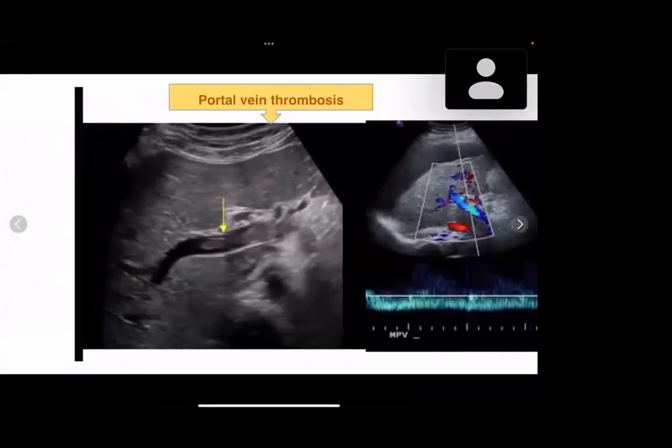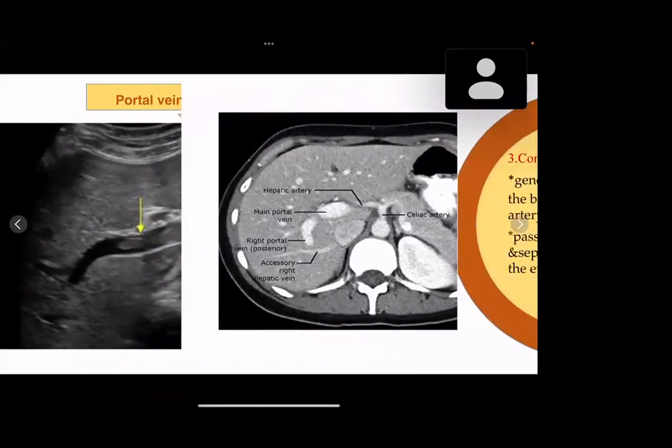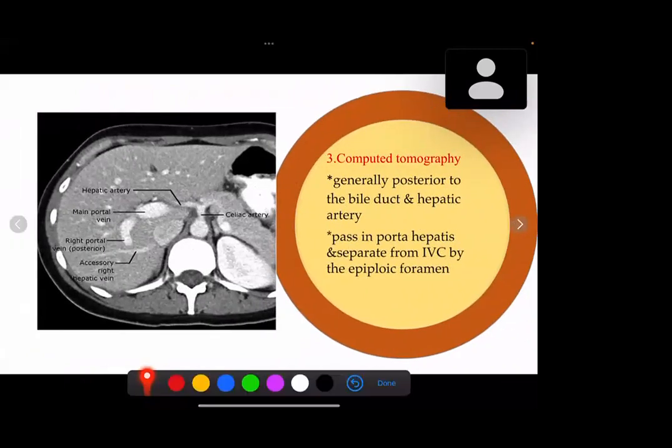This is a case of portal vein thrombosis. As we can see here, this is a thrombus inside the portal vein, and there is absent blood flow toward the liver in the portal vein. On CT scan, as we said, it's posterior to the bile duct and the hepatic artery and passes in the porta hepatis, separated from the IVC by the epiploic foramen. This is the IVC. This is an axial CT scan with contrast. This is the hepatic artery, and this is the main portal vein.